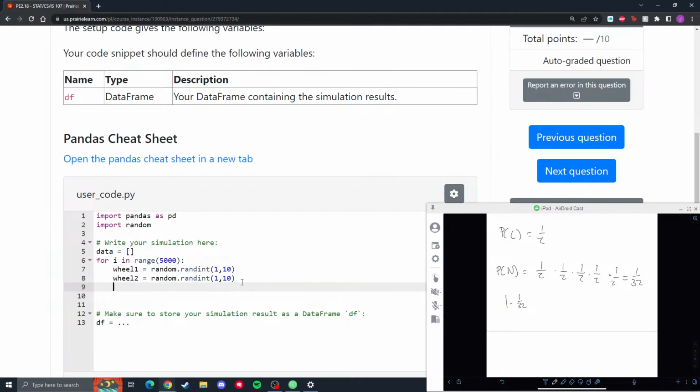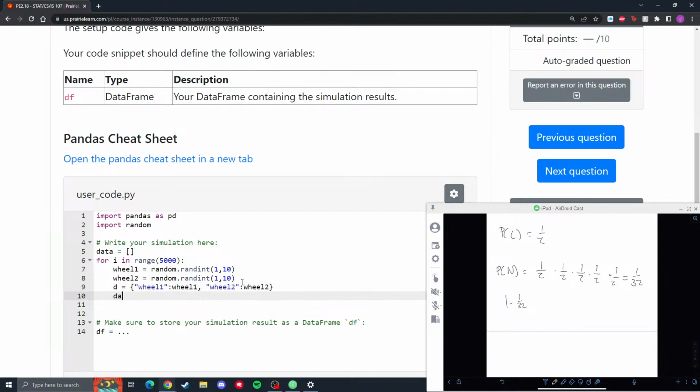And now we have to do the dictionary part, so we call that D. We're going to set D equal to wheel 1, colon wheel 1, and then wheel 2, colon wheel 2. And we're going to add that to our list. And then pd.DataFrame of data.